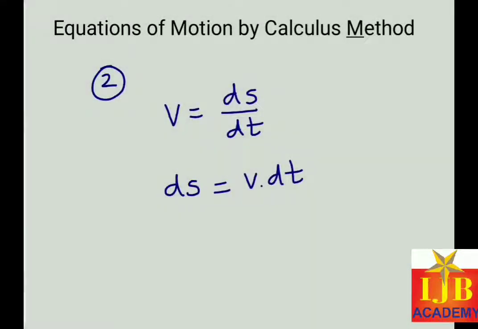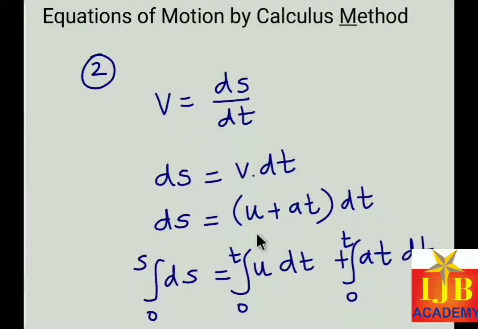For arriving at the second equation of motion, we are taking the equation v is equal to ds by dt, that is the derivative of displacement. We know very well velocity is equal to rate of change of position, so we can write v is equal to ds by dt, and ds is equal to v dt. Now simply we have to integrate this on both the sides to get the second equation. Before that, we can write v as u plus at, which we got from the first equation of motion. So ds is equal to u dt plus at dt.